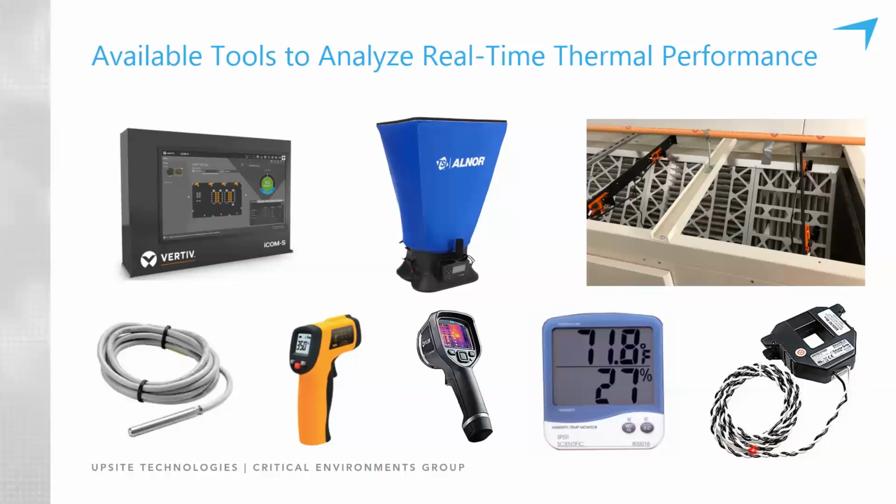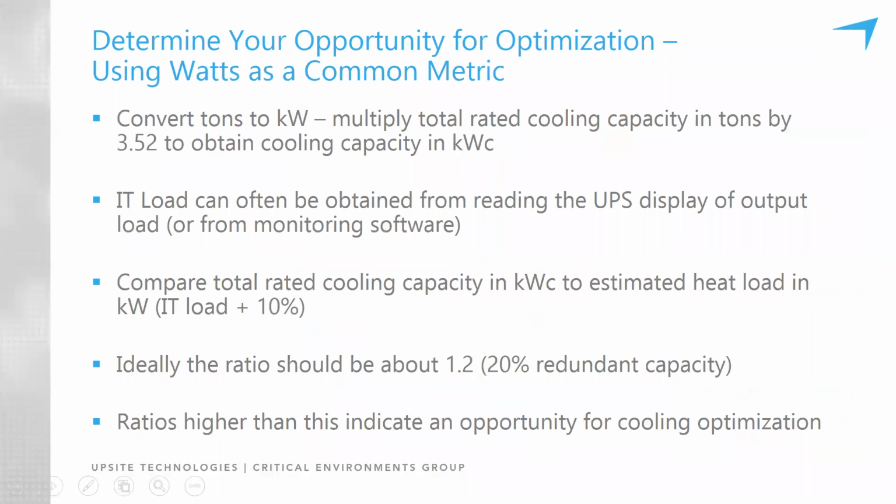Next slide. So if you don't have metered power strips or any higher end monitoring software or fancy tools, let's start with some basics. We talked about this in one of the previous webinars, but here's some simple math. Let's start by converting tons of cooling to kilowatts. Count them up. How many units do you have? What's the total tonnage across all of those AC units? And then multiply that number by 3.52 to obtain the total cooling capacity in kilowatts.